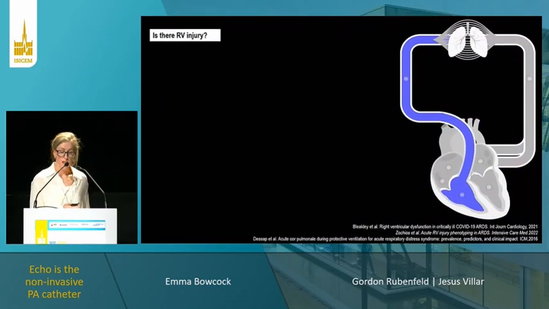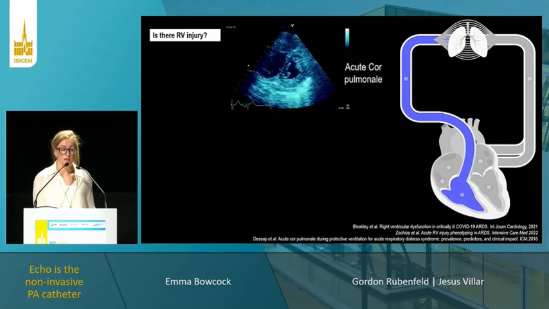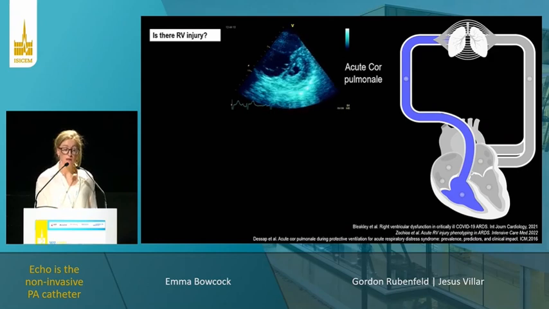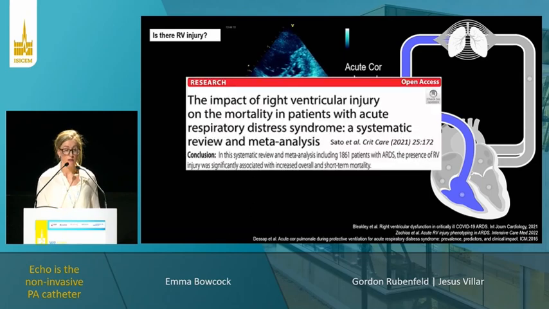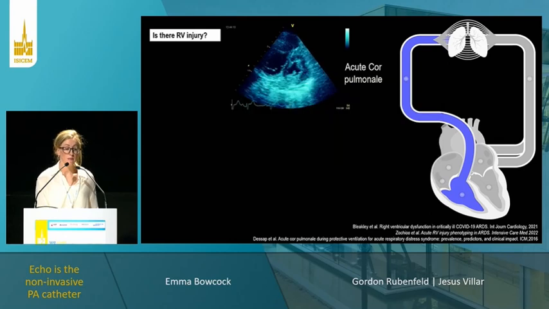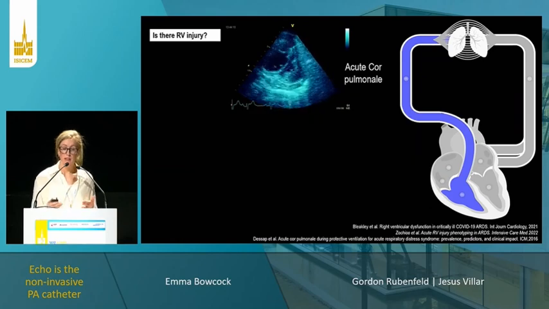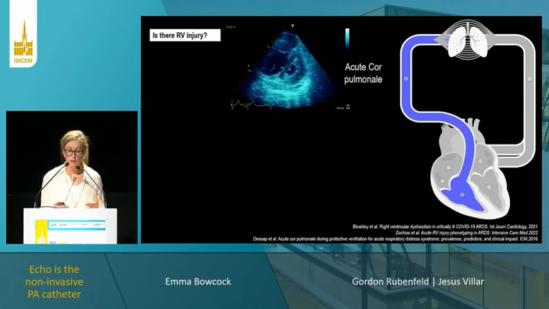So is there right ventricular injury? The million-dollar question, the prognostic question. We know that 20 to 30% of patients with moderate to severe ARDS will develop acute cor pulmonale, and it's maybe even higher, close to 50%, in patients with severe ARDS, and that's in the era of lung protective ventilation. But we know that right ventricular injury is prognostic, and we know that we need to better define right ventricular injury in ARDS. And it's important with assessment of the right ventricle that we use multimodal strategies.